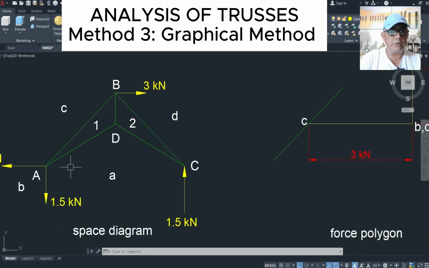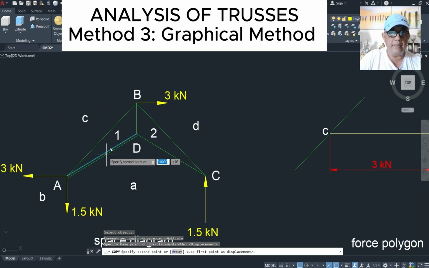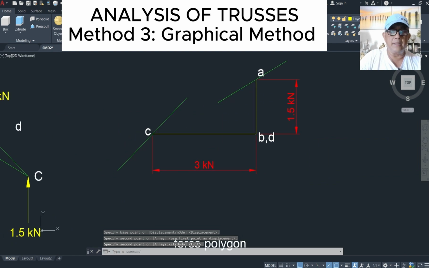But if we go to the next member AD, considering point A clockwise would be 1a. So we're going to draw a line parallel to this that will pass through points a and 1. Again, we don't have point 1, but we have point a. So we'll copy this, and it is going to pass through point a. This is also going to pass through point 1, meaning the intersection of these two lines should be point 1.